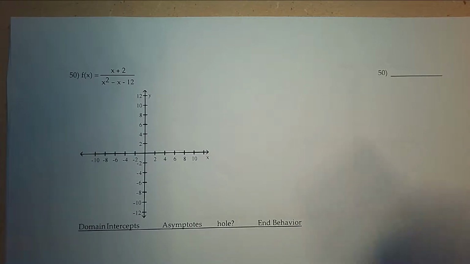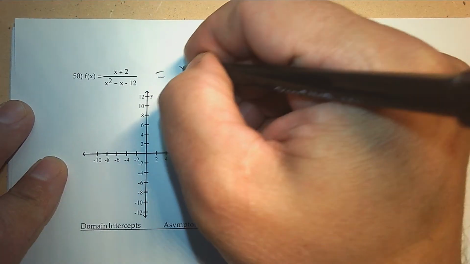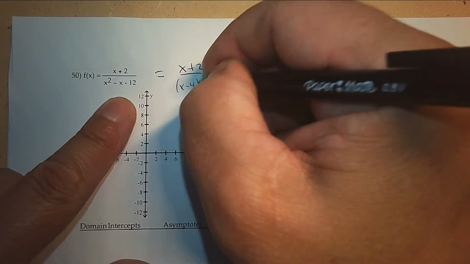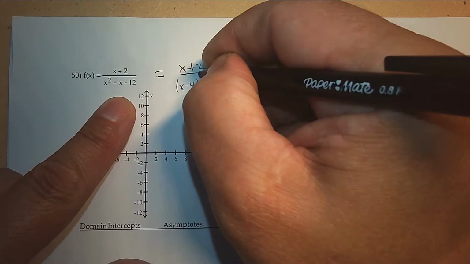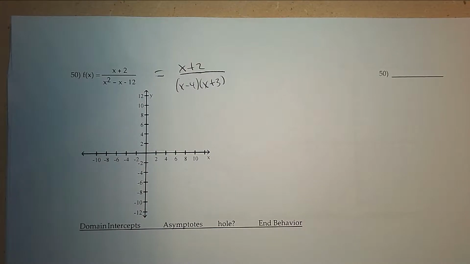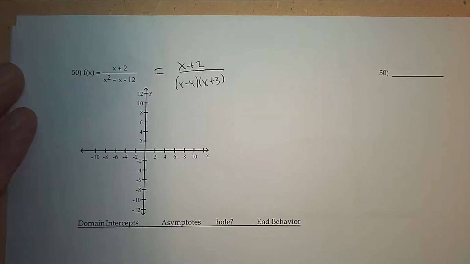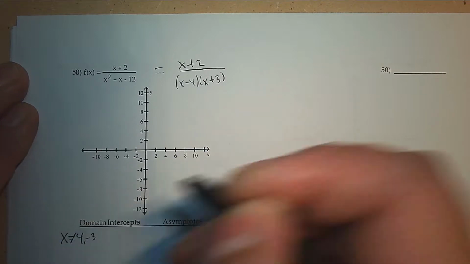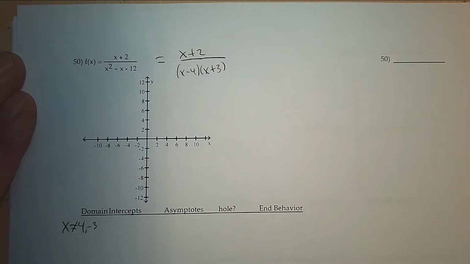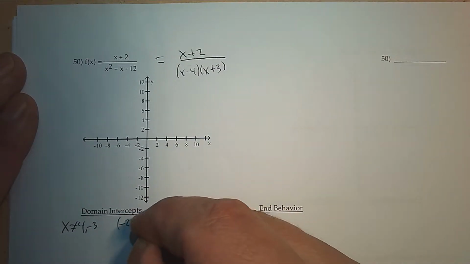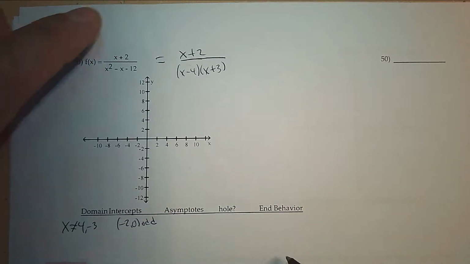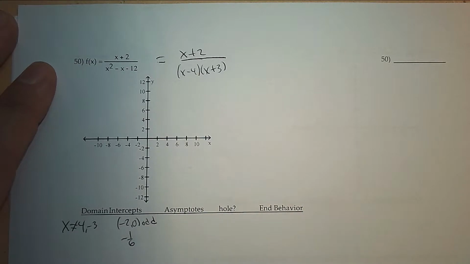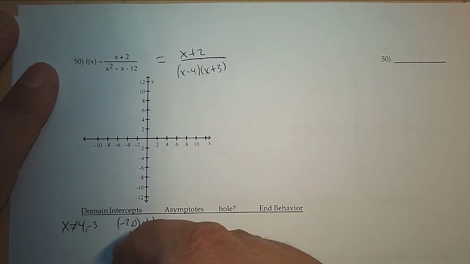So step one here is to factor. Let's hope I can factor correctly. So negative 12, that's going to be negative 4 and positive 3. I don't believe I factored correctly, and if you factor wrong, everything else is going to tumble wrong. Already I know the domain is x cannot equal 4 and negative 3. I know there's one x-intercept at negative 2 and it's odd. If I plug in 0 for x, I get negative 1/6. That's the y-intercept.